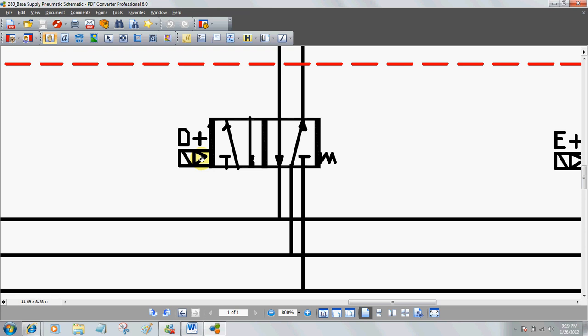This triangle piece here that's not filled in stands for a pilot operator, which means we apply a pilot air pressure to it to help shift the valve. Okay, and the square here on the end with the triangle going through it tells us that it's electrically operated. And last on the valve, we have the spring, which means that when we energize the valve and shift it, we remove the energy, and then the spring causes the valve to shift back.